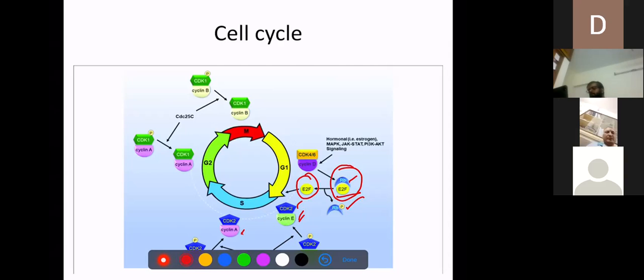And following G2, the cells enter mitosis. They enter division. They are going to become divided into two daughter cells. In that place, mitosis is completely controlled by CDK1 and cyclin B. Just remember two important things. Cyclin D, CDK4/6 is in G1 phase, and cyclin E and A are in S phase. Cyclin B, remember cyclin B is in mitotic phase.